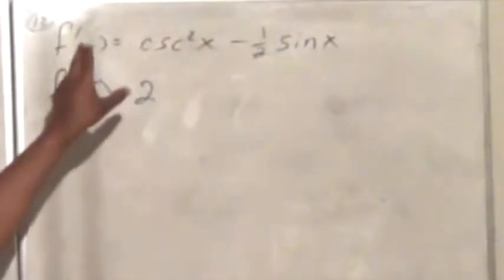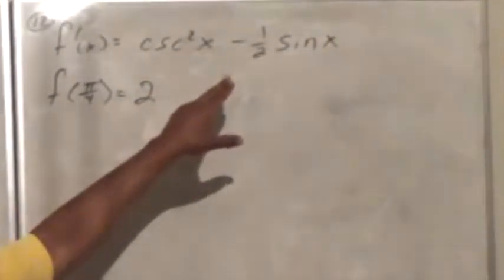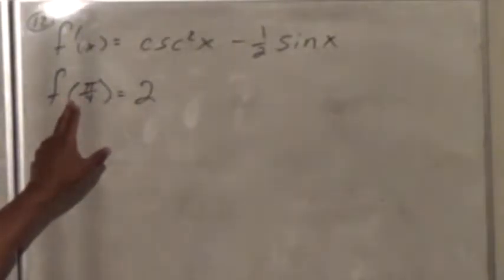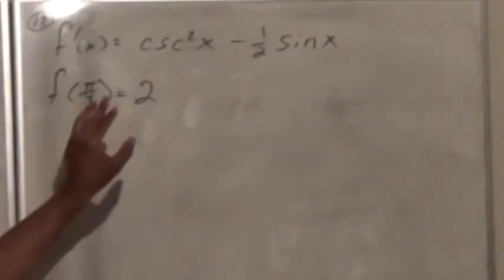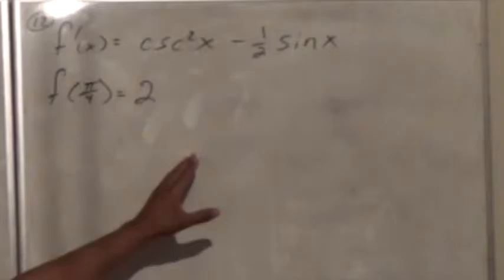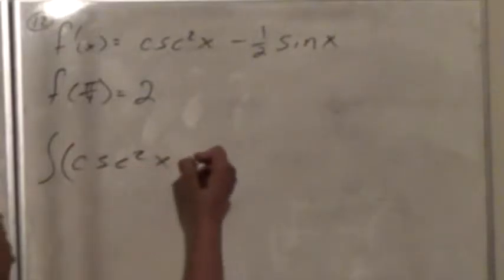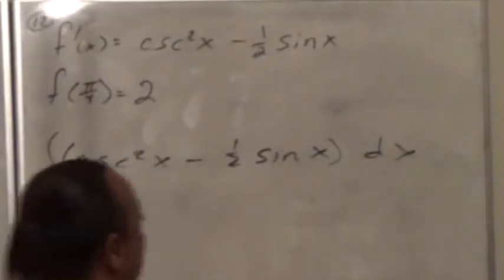Here we have a function which is cosecant squared of x minus 1/2 sine x, and we're looking to go back to the original parent function. So we're going to take an antiderivative of this. And we also know that within the family, if you put in a pi-4th angle, you should get a 2 out of the parent function. So, starting with the antiderivative, cosecant squared of x minus 1/2 sine x, and then dx.